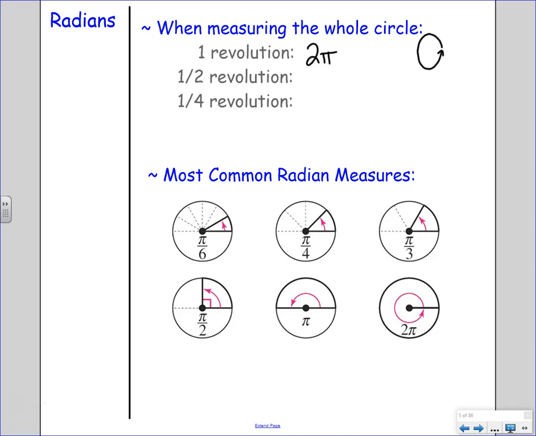What would half a revolution be, guys? Yeah. So half a revolution would be pi. What would a fourth of a revolution be? Good. Because you cut 2 pi in half, and then you cut pi in half, right? So 1/2 pi. Another way of writing that, you can make it pi over 1 and just say, oh, it's pi over 2. 1/2 pi or pi over 2. 1/2 pi is just pi over 2.